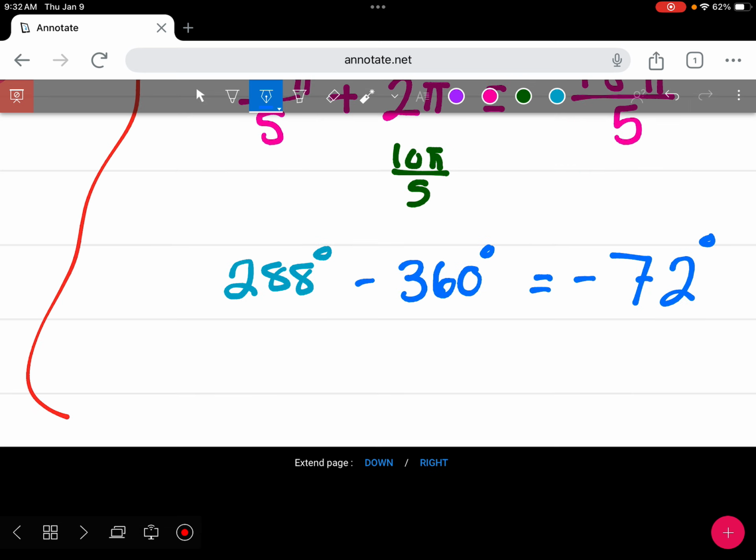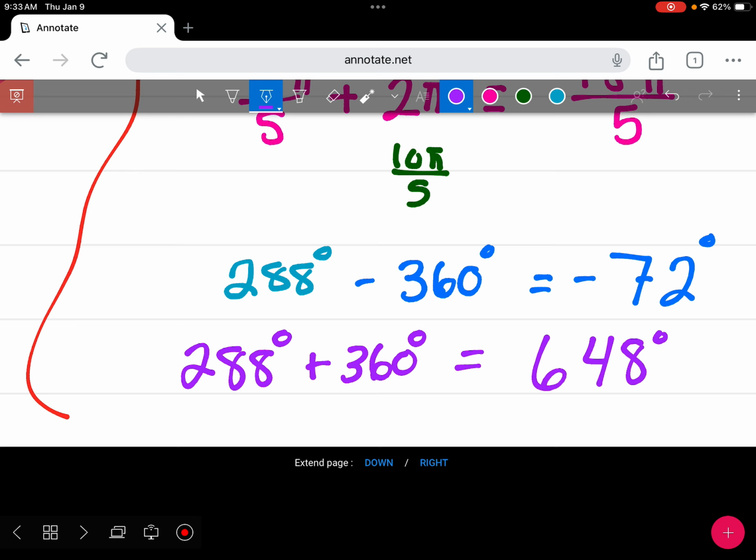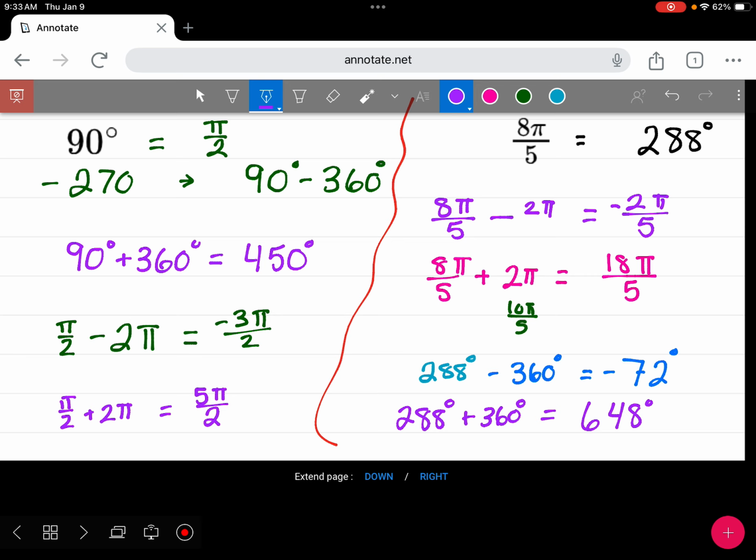And our positive would be 648. So, sorry, let me write it down. So our 288 degrees plus 360 degrees gives us 648 degrees. It is super important that you get those degree symbols on there. When we're dealing with degrees, you got to label them as degrees. Super duper important. Otherwise, we're in like 648 radians, and that's going to loop around a whole bunch of times.